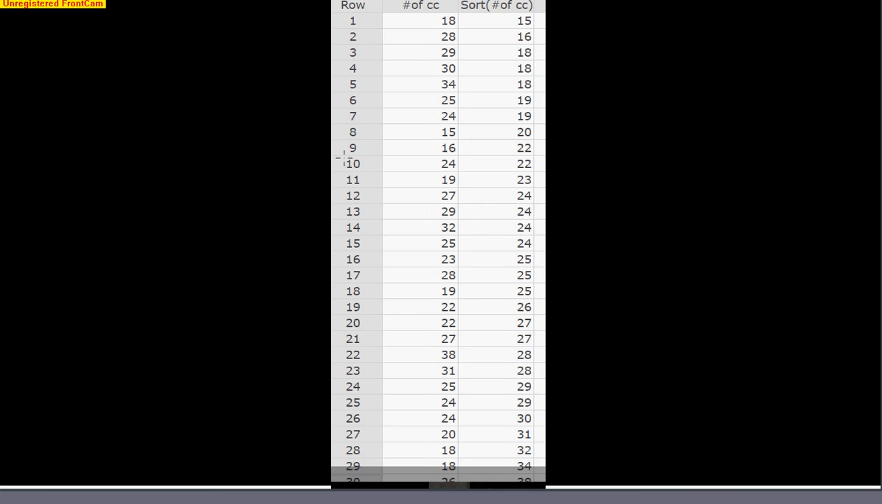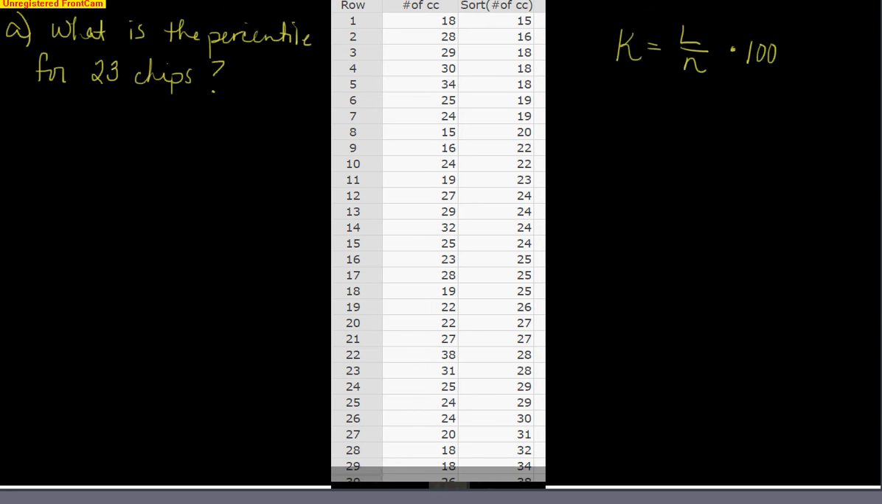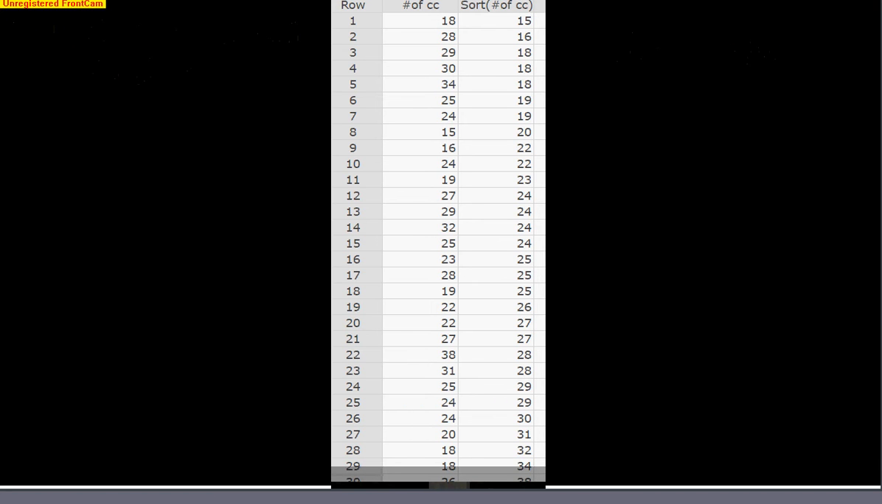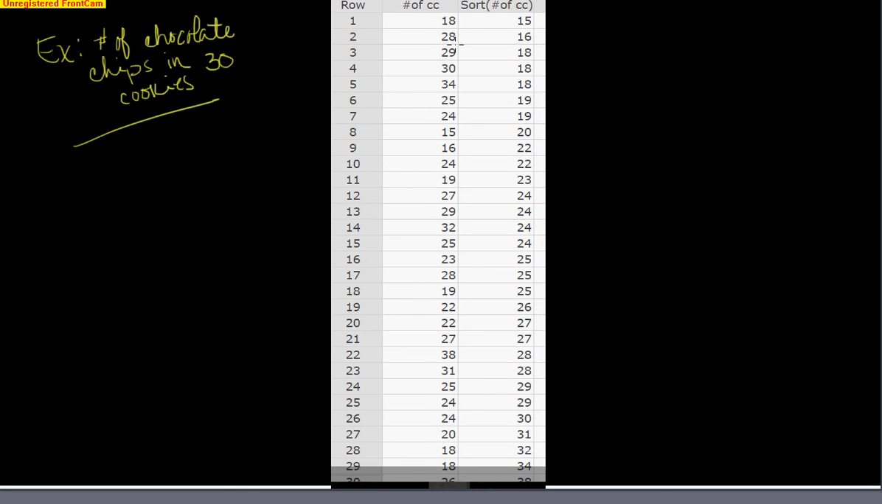So imagine I have some data here. These are the number of chocolate chips in 30 different cookies. Okay, so I just wanted to show you this data, and this is the original data, and over on the right I sorted the number of chips in the 30 different cookies. So we'll come back to this in just a second.